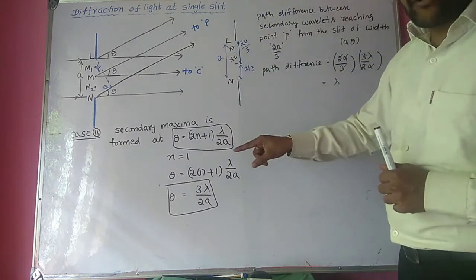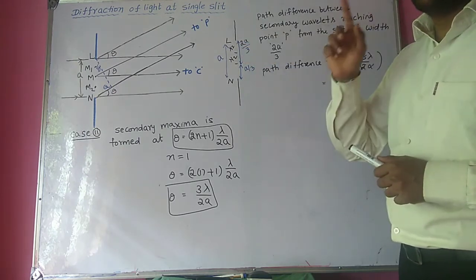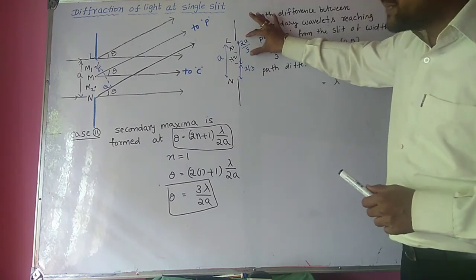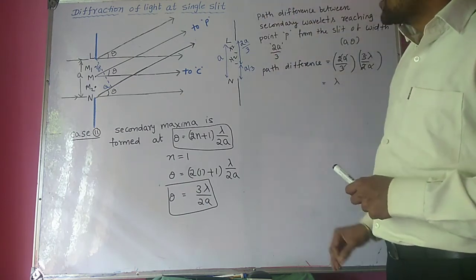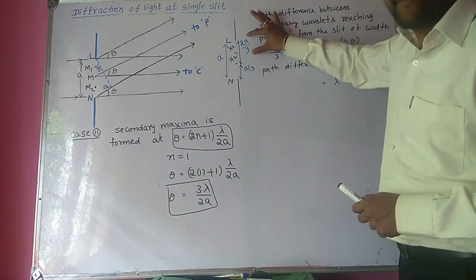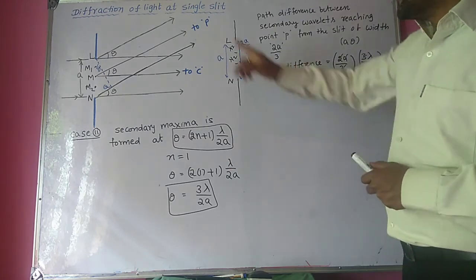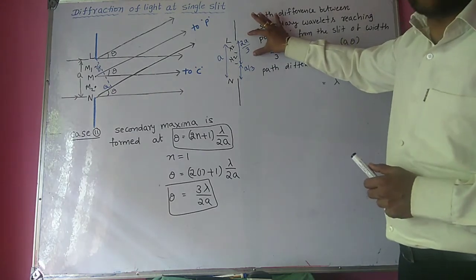So the phase difference corresponding to the wave path difference lambda by 2 is pi. So when the phase difference is pi, the phase difference between the secondary wavelets reaching the point P from the width 2a by 3, that is pi phase difference. So then at point P, the resultant intensity due to this 2a by 3 becomes 0.